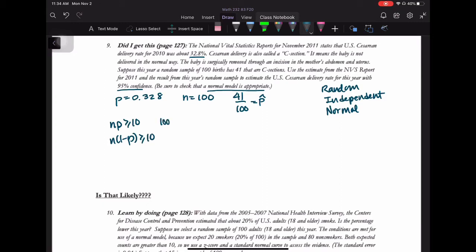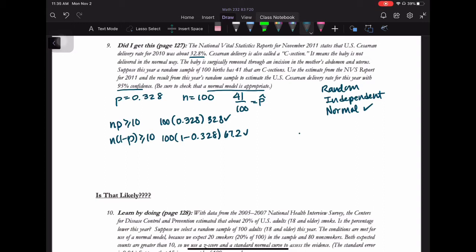Our sample size is 100. We're using 0.328. That means we have 32.8, which is in fact greater than 10. And then we have 100 times 1 minus 0.328, which gets us 67.2, which is also greater than 10. So we can use the normal condition. We can go ahead and perform calculations.